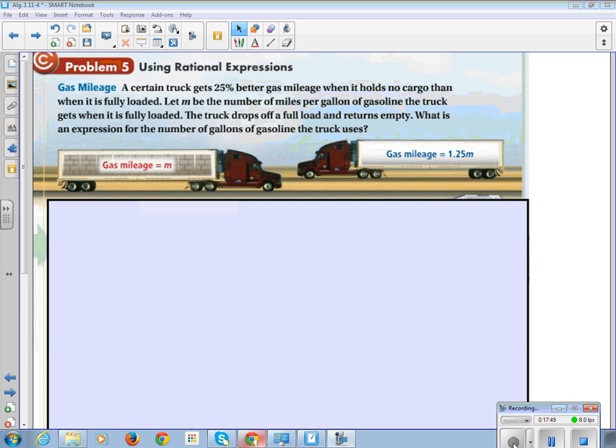A certain truck gets 25% better gas mileage when it holds no cargo than when it's fully loaded. Let M be the number of miles per gallon of gasoline the truck gets when it's fully loaded. The truck drops off a full load and returns empty. What is an expression for the number of gallons of gasoline the truck uses? So our gas mileage is M when we're fully loaded, and our gas mileage when we're empty is 1.25M. And where does the 0.25 come from? 25% is 0.25. So you're not only going to get your gas mileage, but you're going to increase it by 0.25 because it's 25% better.